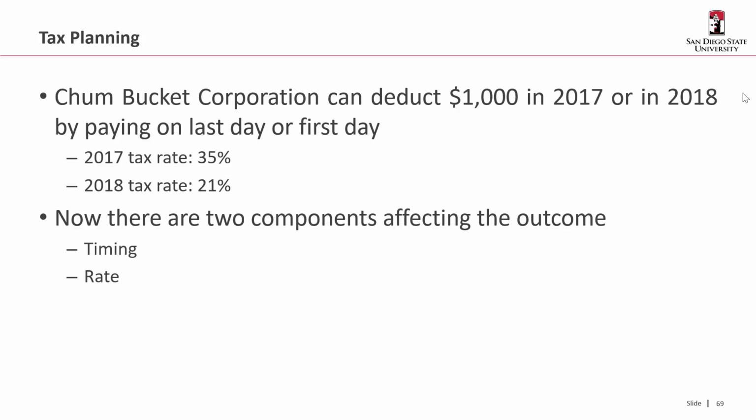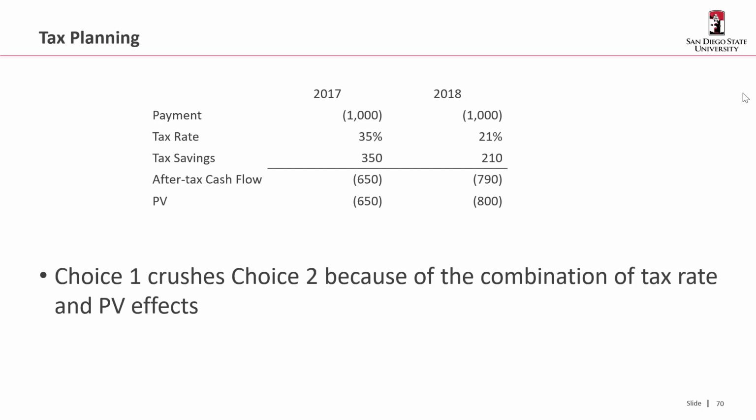So now we can see two components are affecting the outcome: the timing of the payment and the rate that applies to the payment. And so when we analyze this using present value, you can see that choice 1 absolutely just crushes choice 2. And that's a function of the combination of both the tax rate and the timing effects. So the timing is better for payment in 2017 because we deducted immediately, and the deduction creates a much higher tax savings of $350 versus $210.